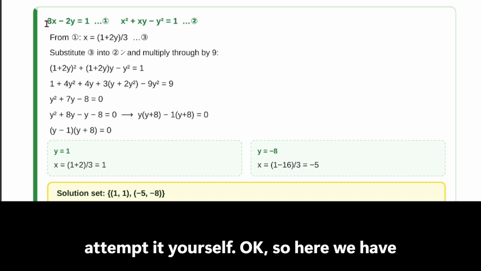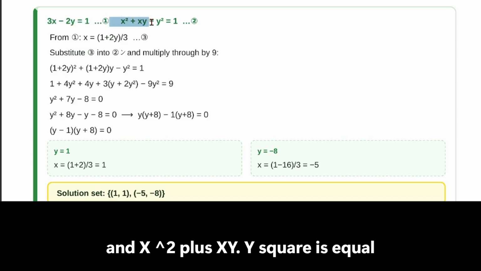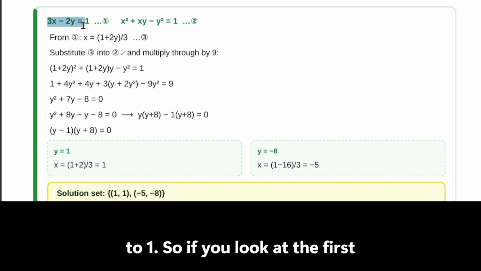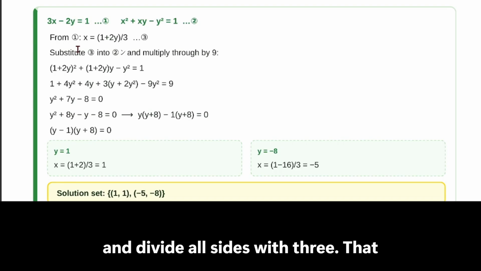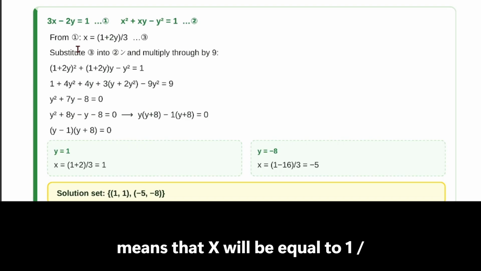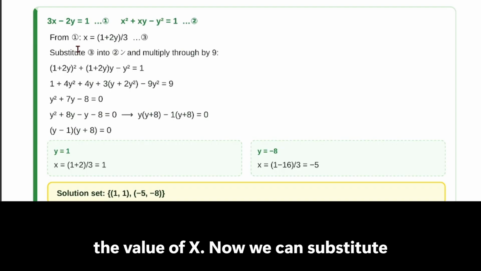Okay, so here we have 3x minus 2y is equal to 1, and x squared plus xy minus y squared is equal to 1. So if you look at the first equation, we can bring negative 2y to the right and divide all sides by 3. That means that x will be equal to 1 divided by 3 plus 2y divided by 3. This is the value of x.